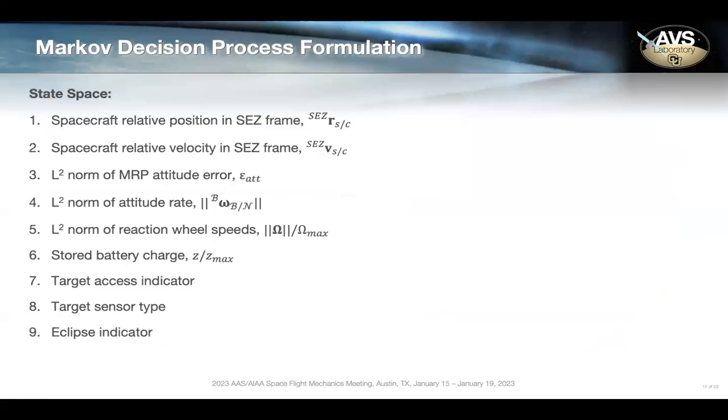On the left-hand side here, you can see the state space. I won't go into everything in gruesome detail, but we have geometric information on the spacecraft position and velocity. We have information that deals with the attitude control system, the attitude states and rates. We have some information on our resources, like the norm of the reaction wheel speeds and the stored battery charge. And then we have some science-related information like target access indicators or the target sensor type.